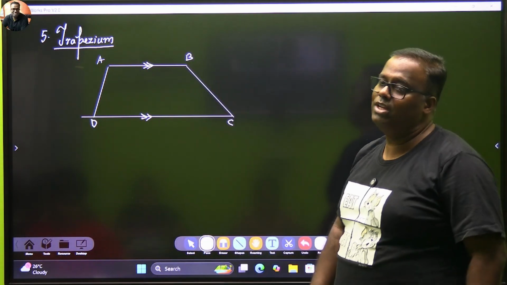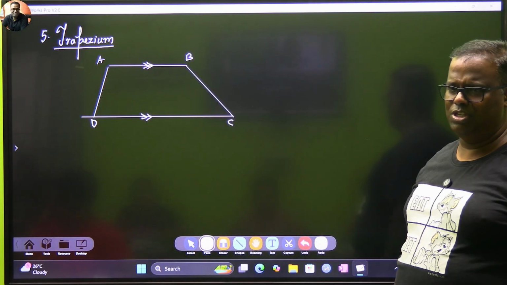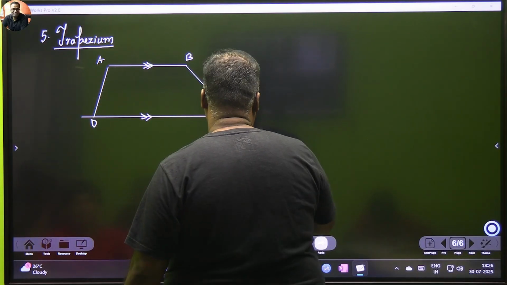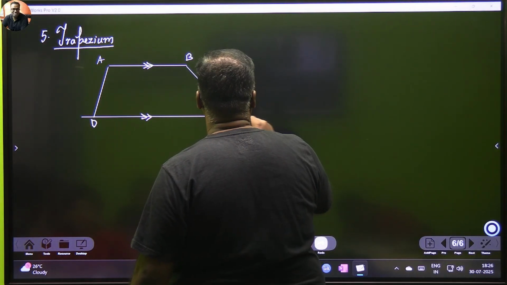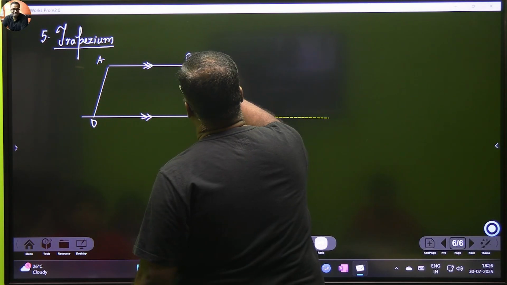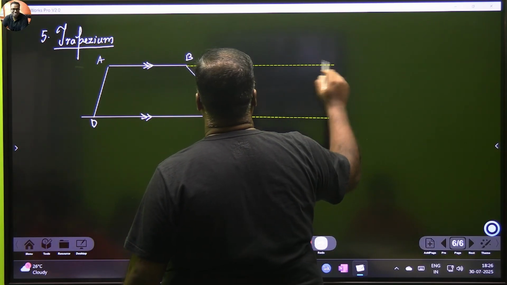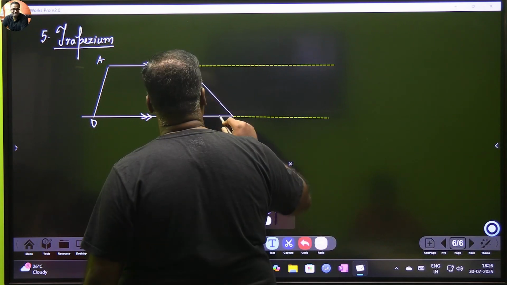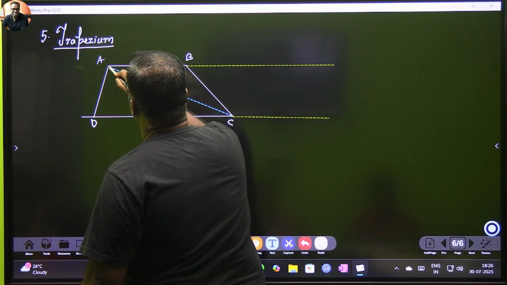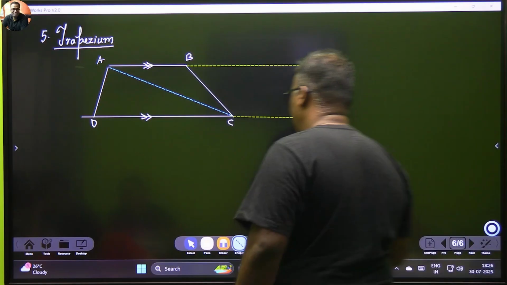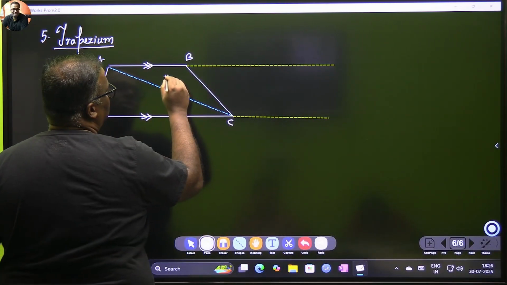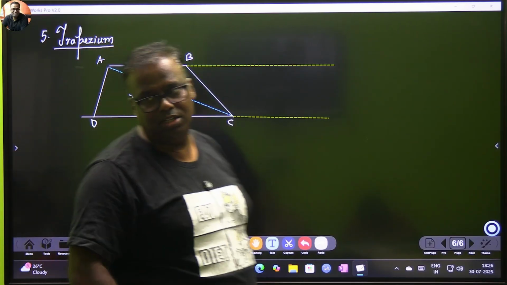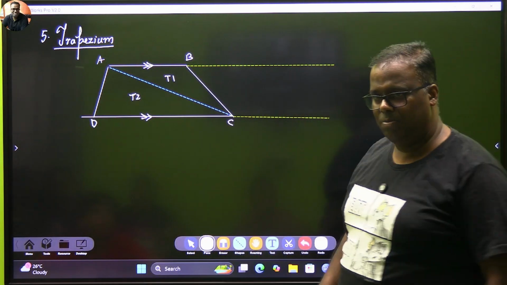Now let's try to find out the area of a trapezium. We'll use the same railway line funda. So let's make our railway lines. Agreed? Okay, then make one diagonal. That's the easiest approach. So you have now divided the shape into two triangles, T1 and T2. If you add the areas of both the triangles, you should get the area of the trapezium, right?